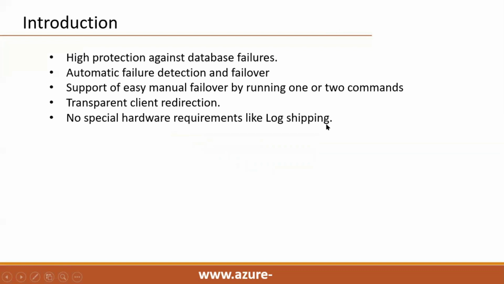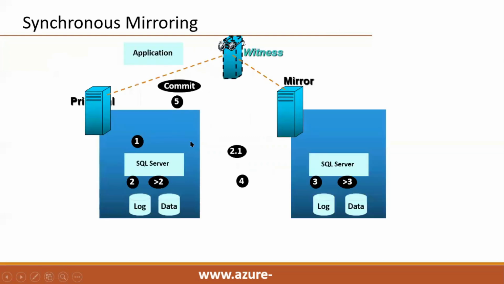No special hardware is required, similar to log shipping. With normal machines also we can set it up. Easy setup and configuration. We have two modes in mirroring: one is synchronous mode and the other is asynchronous mode. Two modes are there as part of database mirroring. We'll continue with the operating modes in tomorrow's class.